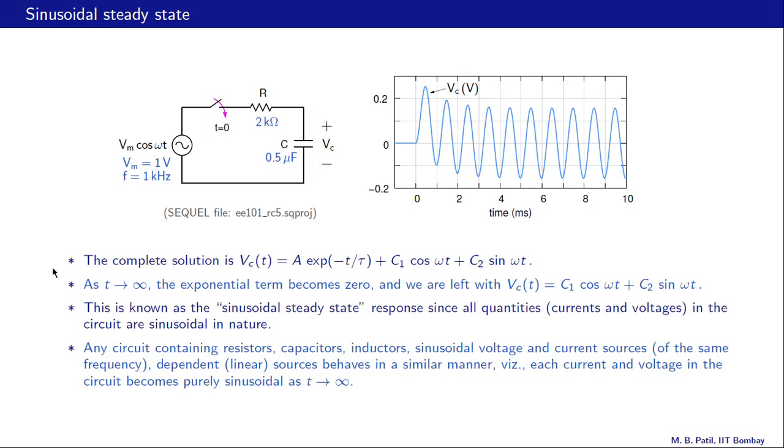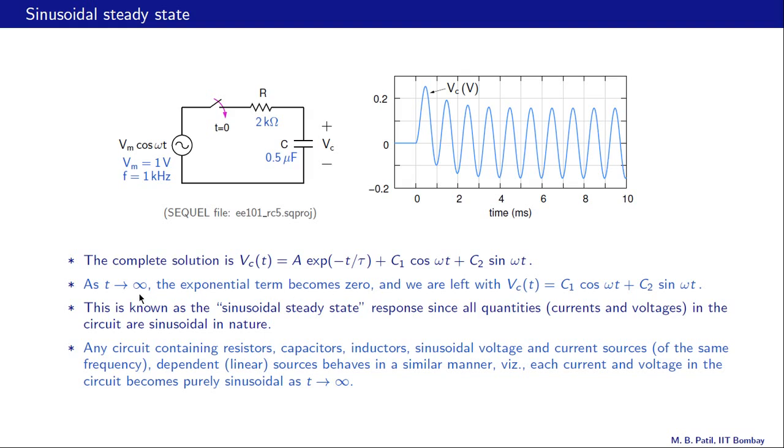Alright, here is a specific example with Vm equal to 1 volt, f equal to 1 kilohertz, 2k here, 0.5 micro here for the capacitance, and then we get this Vc shown in this figure. The complete solution is A e raised to minus t by tau from the previous slide, that is the homogeneous part, plus C1 cos omega t plus C2 sin omega t. This is the particular part of the solution.